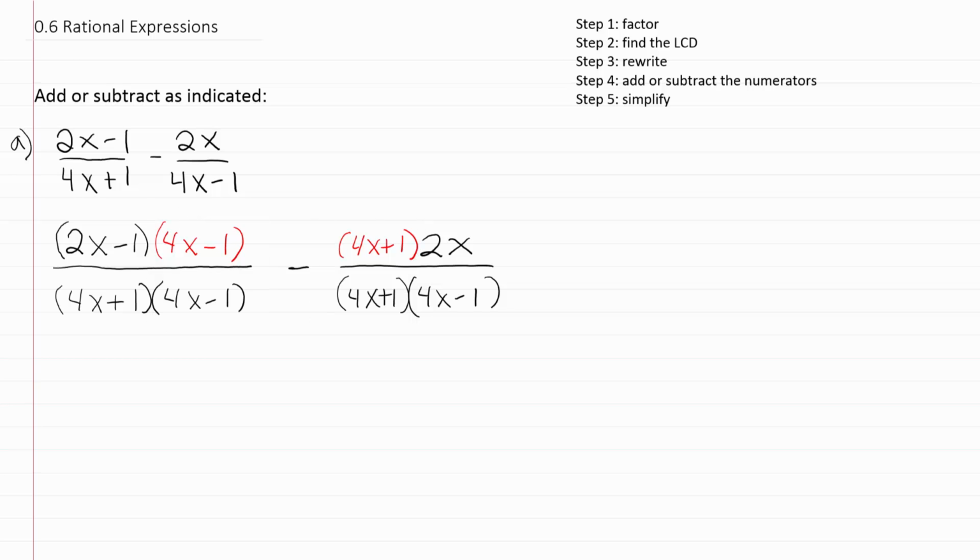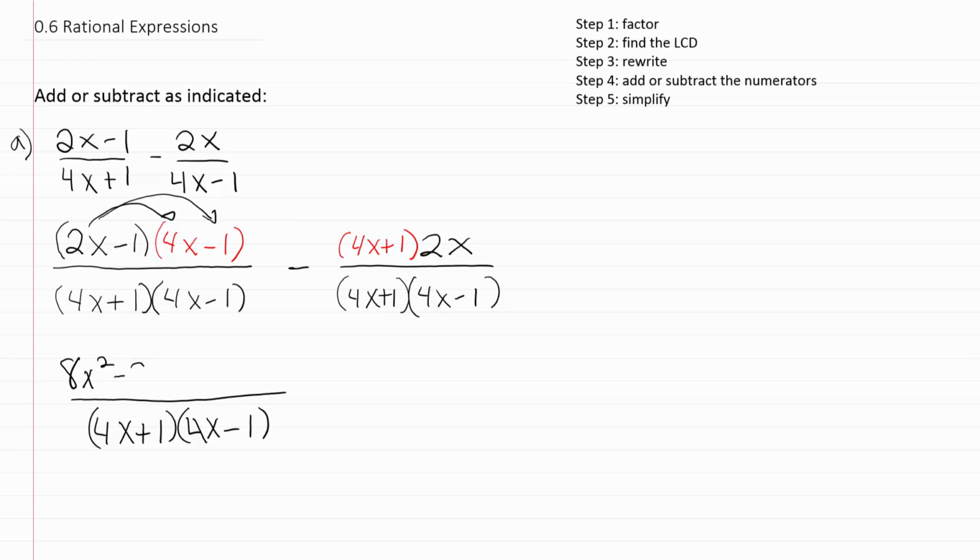So we've rewritten our fractions. Now we're going to keep the common denominator of 4x plus 1 times 4x minus 1. And we're going to simplify the numerators and combine like terms. So let's start with the first piece here. 2x times 4x is going to give you 8x squared. Then we'll have 2x times a negative 1, which is negative 2x. Then you're going to have minus 1 times 4x, which is going to give you negative 4x. And then, of course, negative 1 times negative 1 is plus 1.